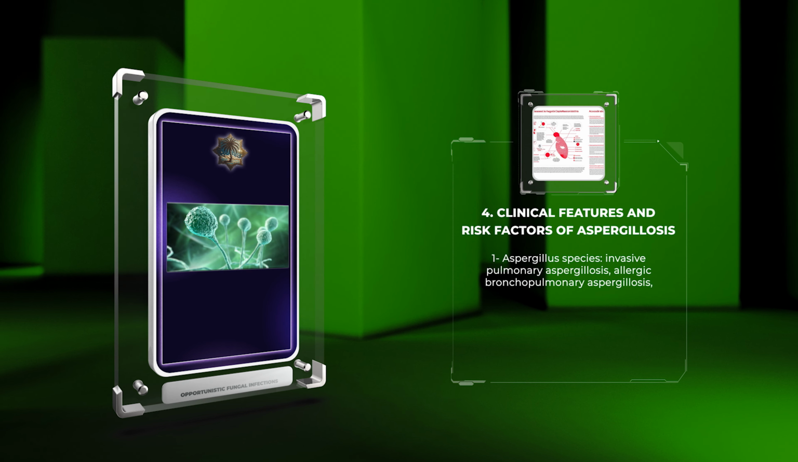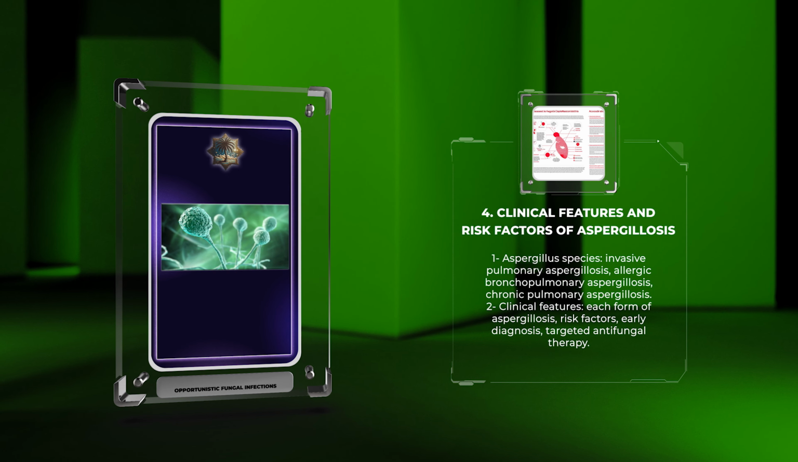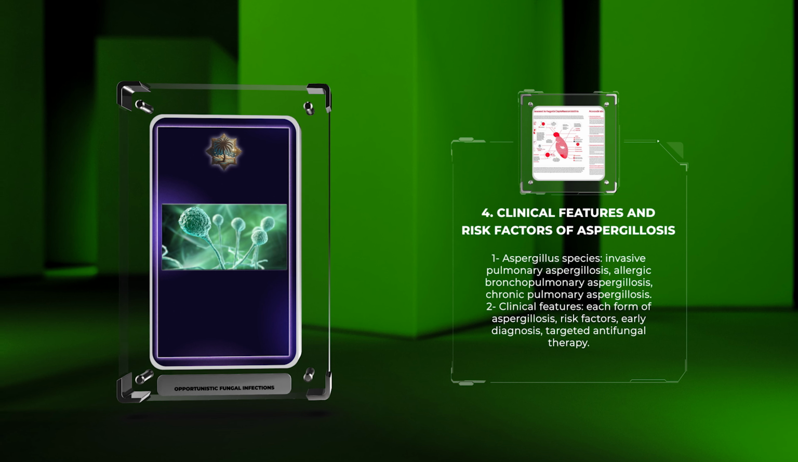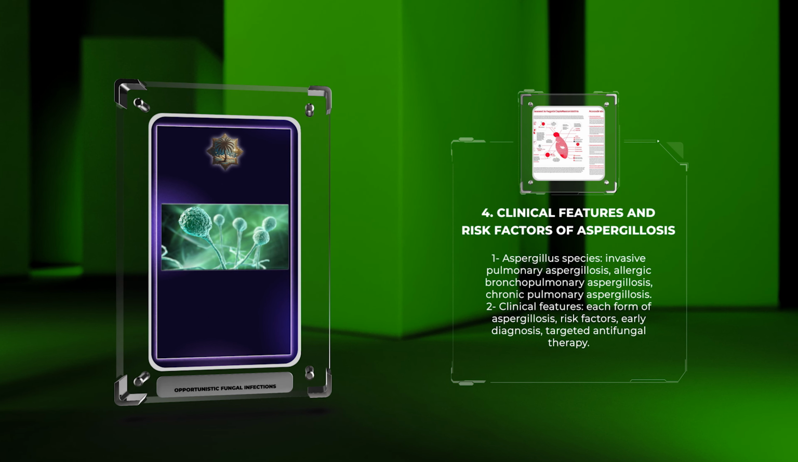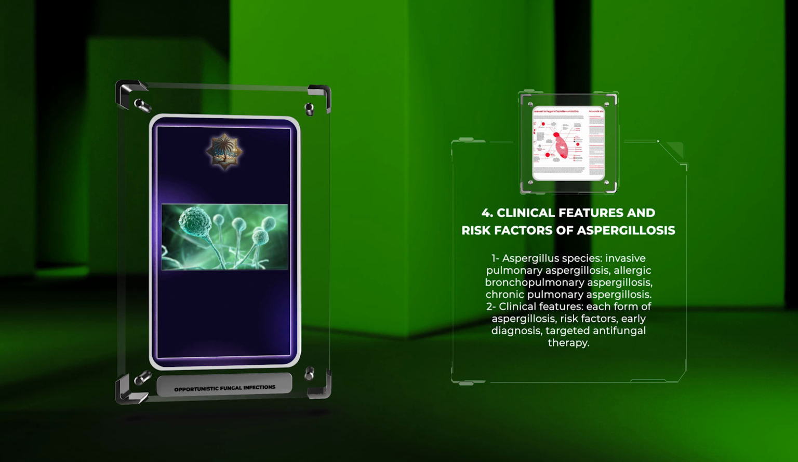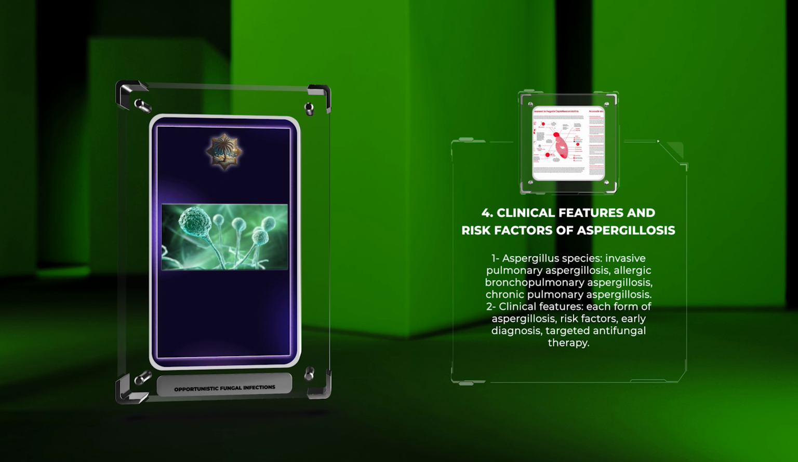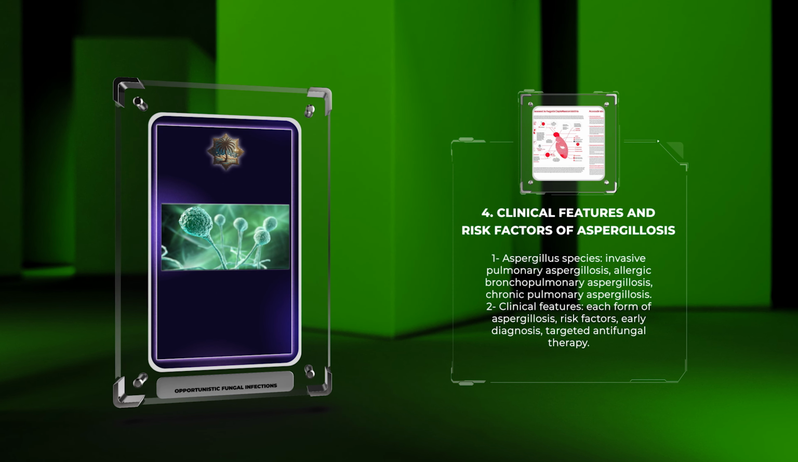Aspergillus species are responsible for a range of clinical presentations, including invasive pulmonary aspergillosis, allergic bronchopulmonary aspergillosis, and chronic pulmonary aspergillosis. We will examine the specific clinical features associated with each form of aspergillosis, as well as the risk factors that predispose individuals to these infections. Early diagnosis and targeted antifungal therapy are crucial for improving patient outcomes.